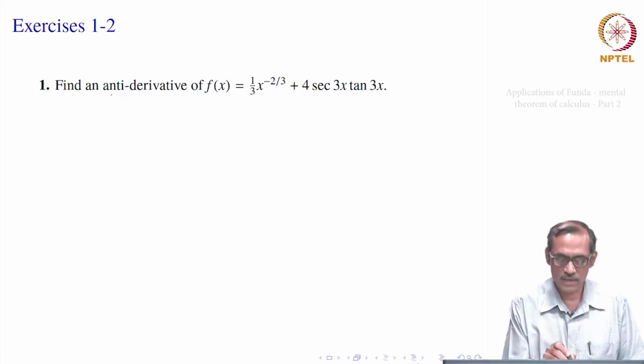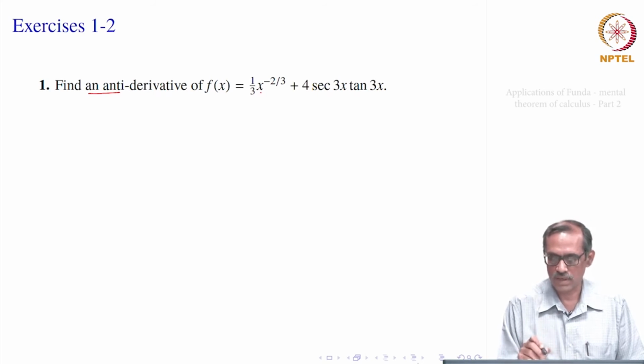We want to find an antiderivative of this function, which is given as 1 by 3 x to the power minus 2 by 3 plus 4 times secant 3x into tan 3x.